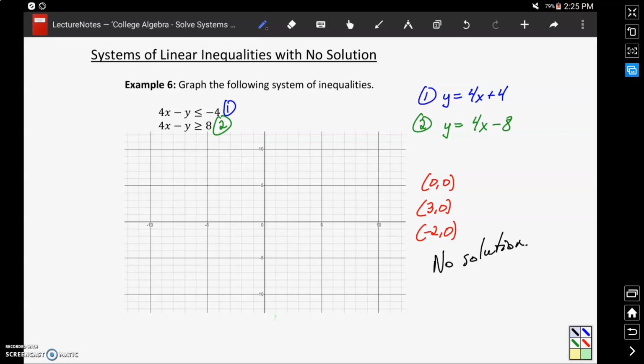So again, we could respond by either saying there is no solution or presenting our solution as just a blank graph.